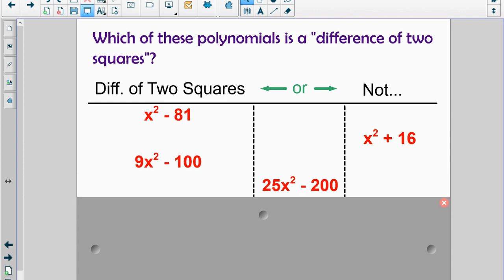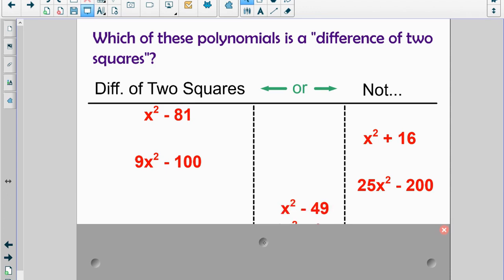25x squared minus 200. Well, I know that 5 times 5 is 25, so 5x times 5x is 25x squared. It's a subtraction problem. What about 200? 100 and 100? No, wait, 100 times 100 is way bigger than that. That's like 10,000. 14 times 14 is 196. That's as close as we can get. 200 actually is not a perfect square. So that's not a difference of squares, and I would not be able to factor that using the pattern we learned today.